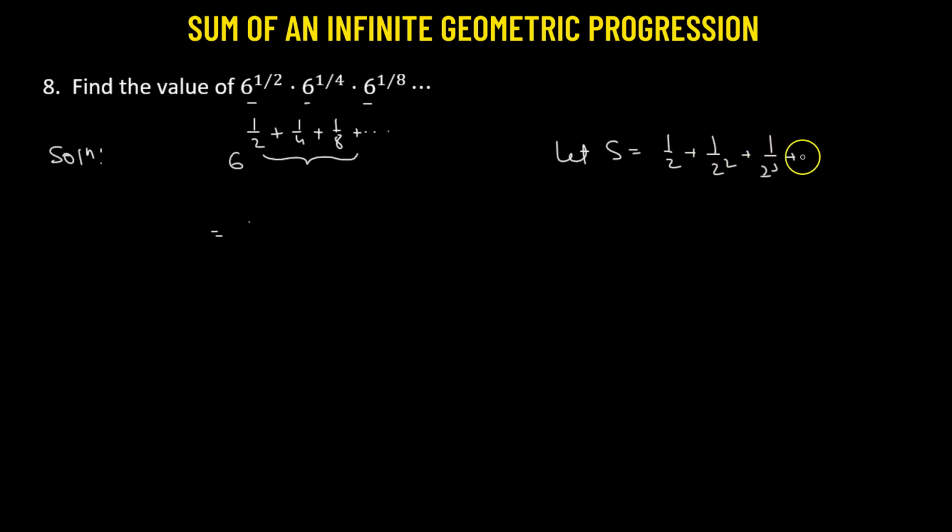Now this is a geometric progression with a equal to half and the common ratio r equal to 1 over 2. So that means our sum will be half divided by 1 minus half. So half divided by 1 minus half is simply 1. So that means we have 6 raised to the power of 1, and this is going to be the value of the given expression.